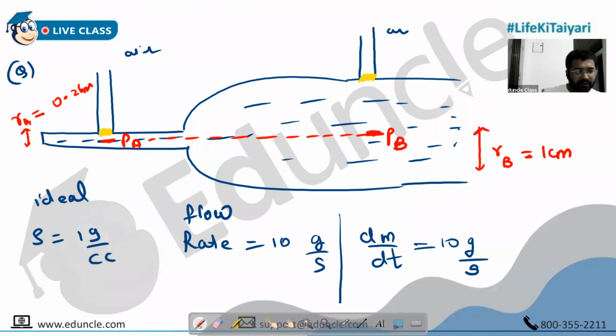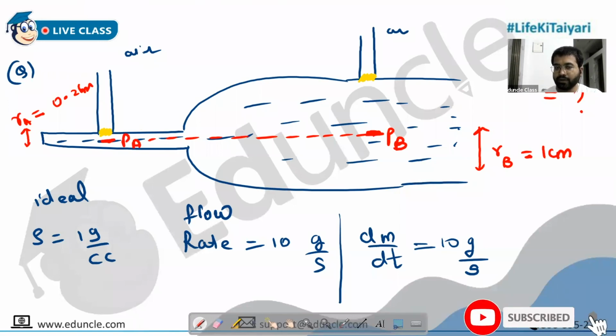I hope the question is understood first of all. Please tell me if you have any questions. PB minus PA is being asked. Many students will first think, sir, the answer will be 0 because PA and PB are on the same horizontal level. No, people, it will not be 0. Yes, they are on the same horizontal level, but they are not in the same tube. In the same tube, the pressure would have been the same.